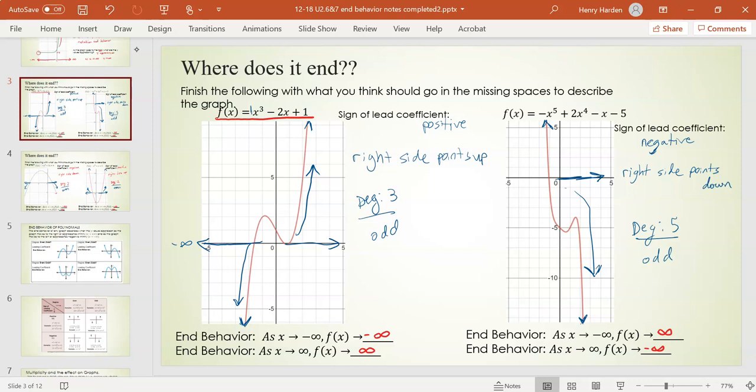The right side of the polynomial always follows the leading coefficient. So when you're given a function, you know what the leading coefficient is. It's either going to be a positive number or a negative number. If it's positive, the right side automatically goes up. If it's negative, the right side automatically is going to go down. With that knowledge, then I look at the degree. If the degree is odd, that means the left side is going to go in the opposite direction. So when the degree is odd, the arrows are going to point in opposite directions.